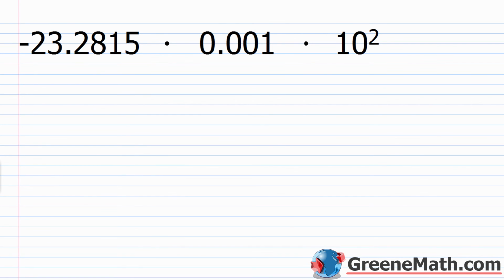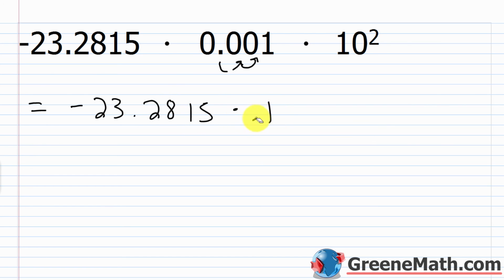Here's an example where this would really come in handy. Let's say you get this on a test: negative 23.2815 times 0.001 times 10 squared. If you do this without using any technique, it might take you a little while. But the first thing I do is eyeball it and see that 10 squared times 0.001, I can just move this 2 places to the right and have 0.1. So essentially this problem just becomes negative 23.2815 times 0.1.